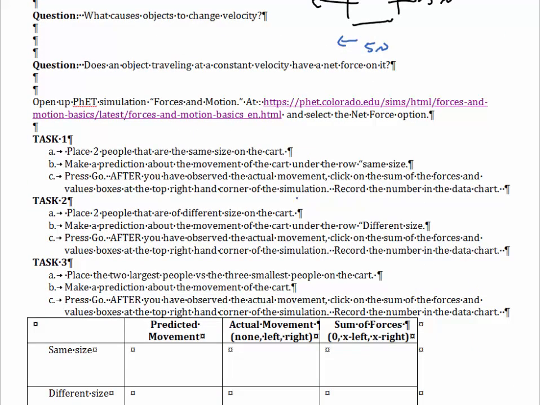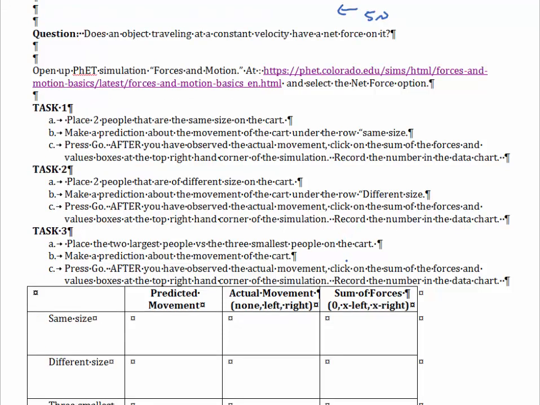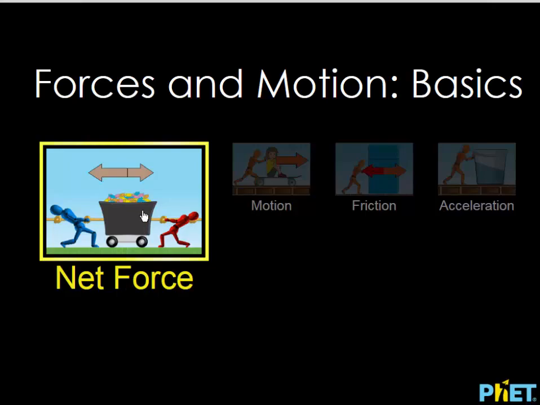I just have you take some people and have them pull on a cart, and different size people are going to pull with different forces on the cart. So you can kind of see, I have you go ahead and have a couple of setups where I put 2 people the same size on a cart, 2 people of a different size on a cart, and then 2 of the largest people and 3 of the smallest people on the cart. So let's go ahead and pop over to the simulation and see what that looks like.